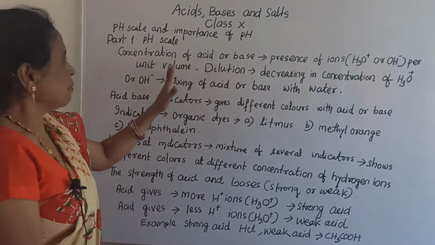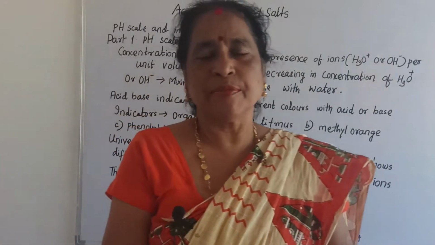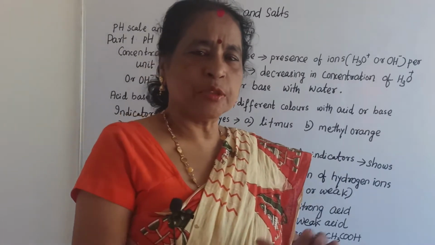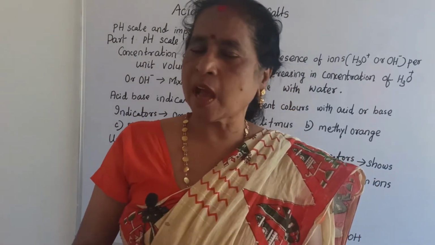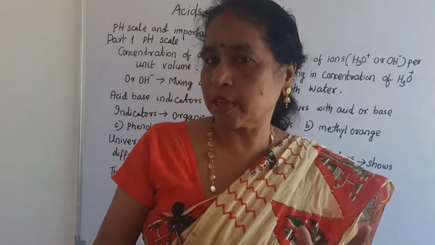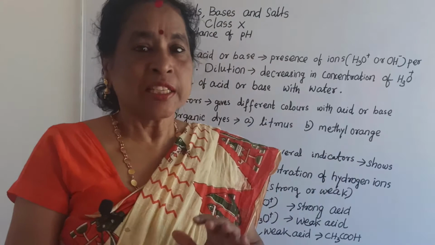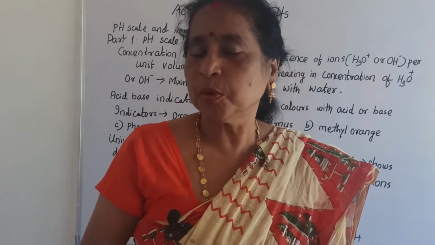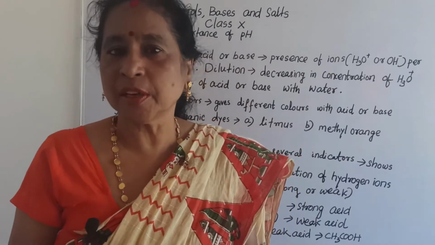So, what is meant by concentration of acid and base? You know what is acid? Acid is one which produces H plus ion in water, or you can say H3O plus ions in water. Similarly, what is a base? Base is one which produces OH minus in water.